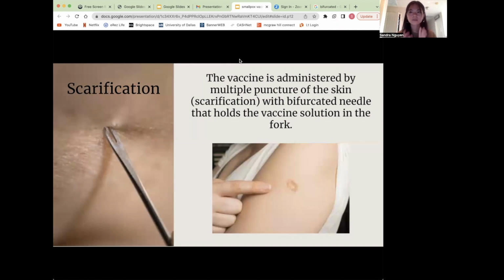Some of you are probably familiar with the scar. I know my parents have it, and this is the result of scarification from the smallpox vaccine. And since the vaccine is a live replicating vaccine, this allows for contact immunity.